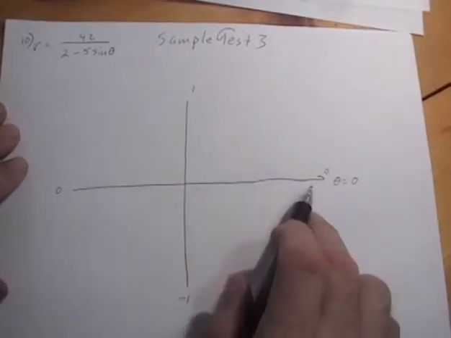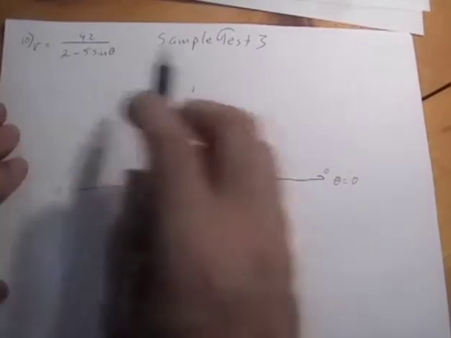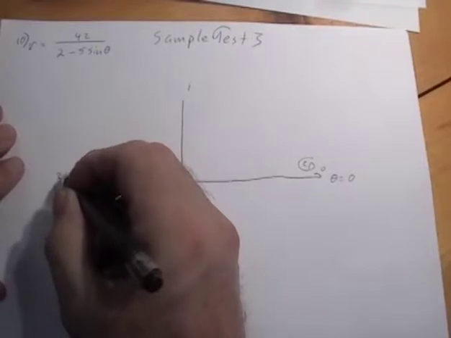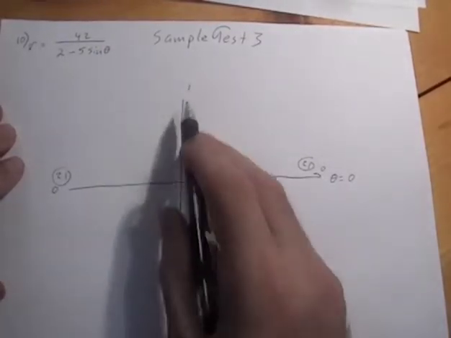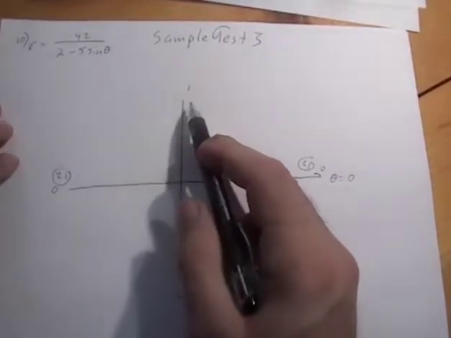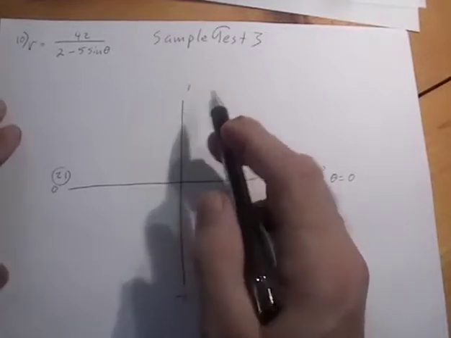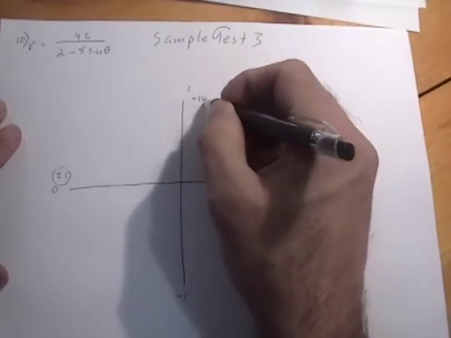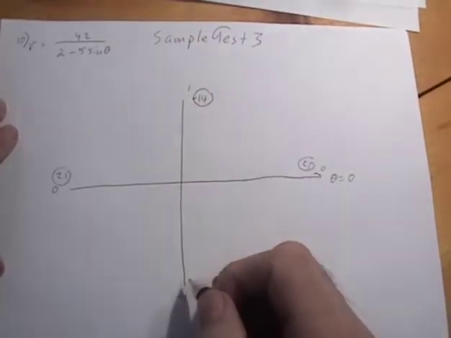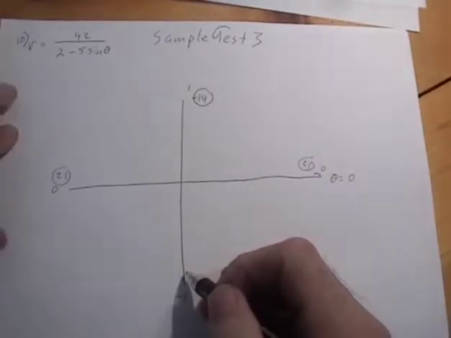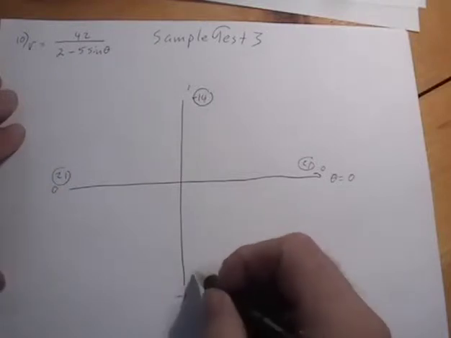In the 0 direction, I have 42 over 2, which is 21. In this direction, I have 42 over 2 minus 5, that's 42 over -3, which is minus 14. In the -1 direction, I have 42 over 2 minus a -5, that's 42 over 7, which is 6.